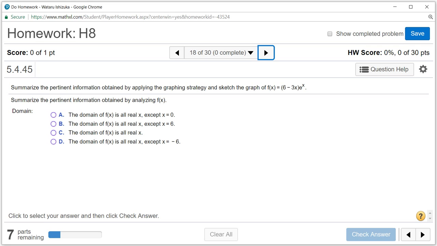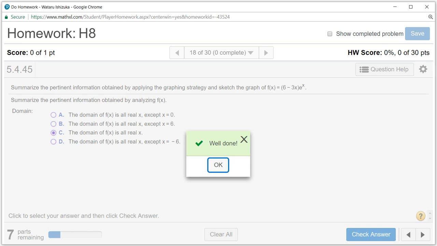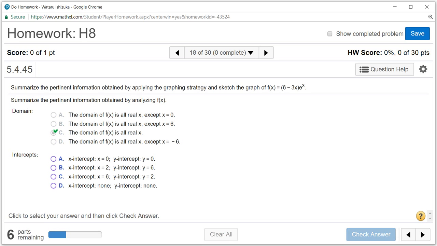Let's see, we're talking about the domain, right? Since there is no square root or even root or fraction, in this case all real numbers would be the domain. So here, check the answer. All right, we got that. How about the next? All right, intercepts. Let's find the x-intercepts and the y-intercepts.